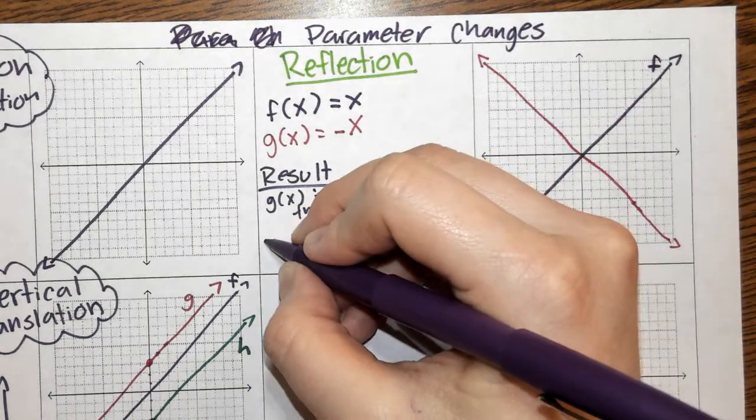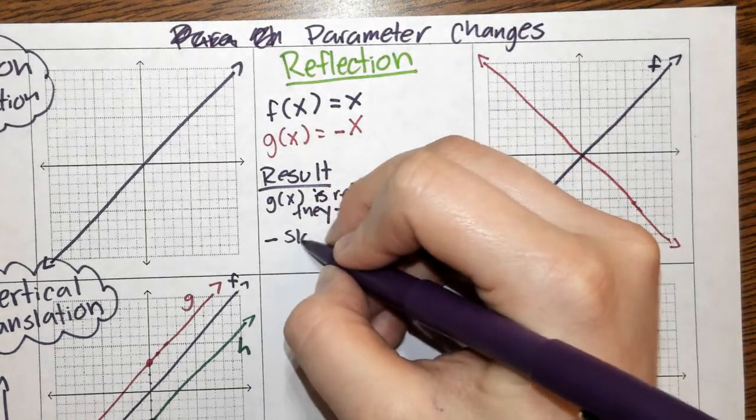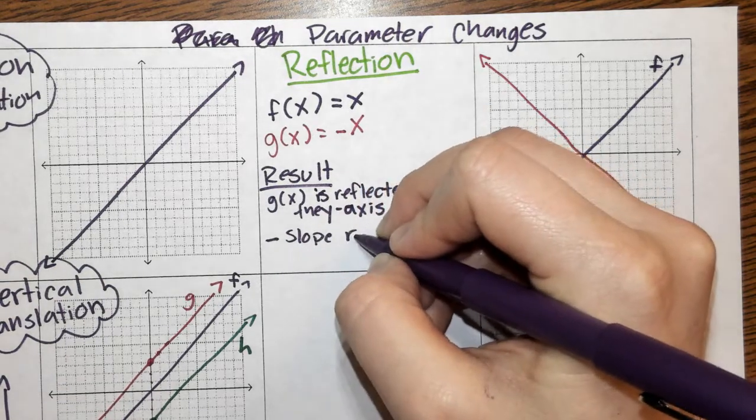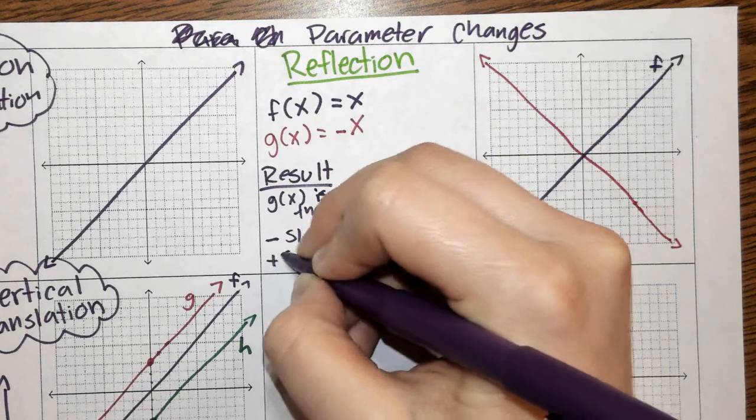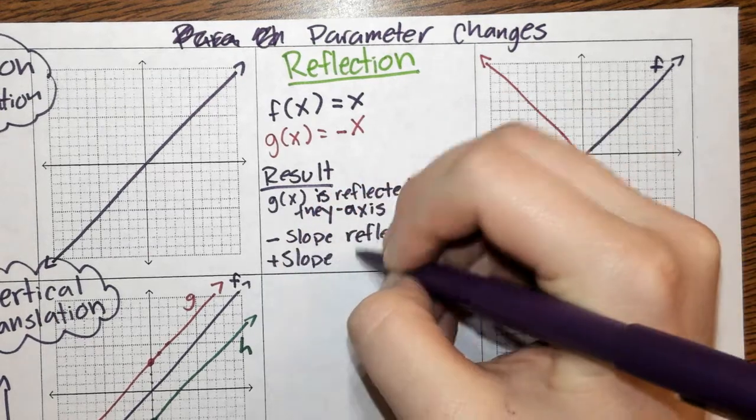Okay? If it has a negative slope, it's reflected. If it has a positive slope, it's not reflected.